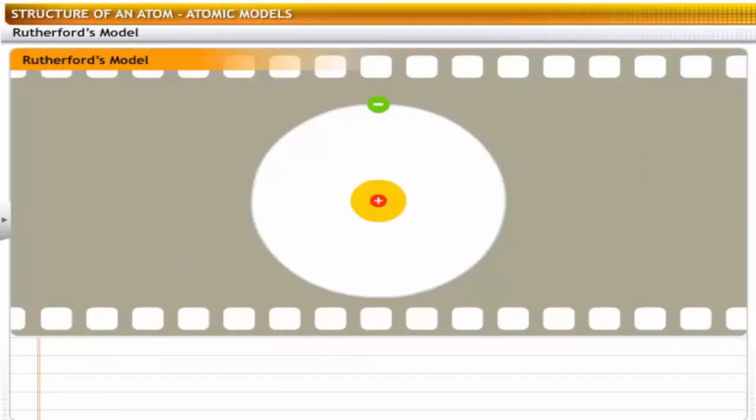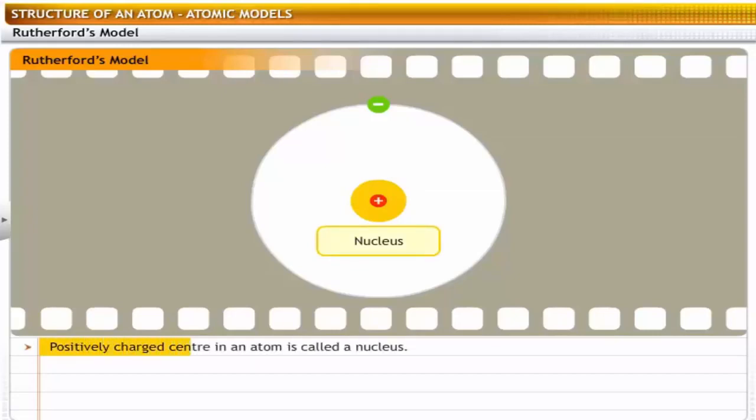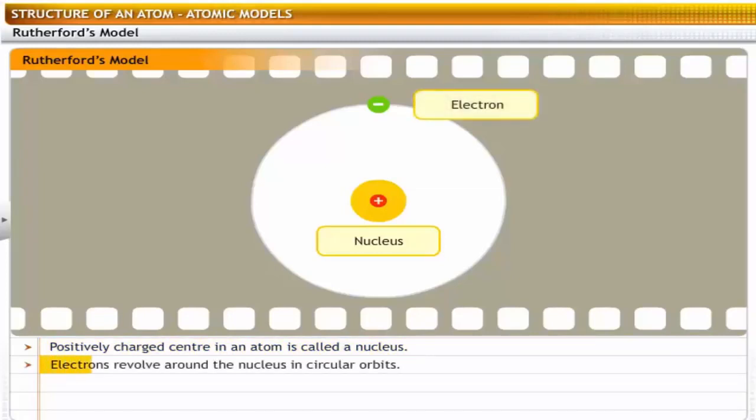Based on his observations, Rutherford proposed the nuclear model of an atom. The positive charge is concentrated in the center of the atom, which is called the nucleus. The electrons revolve around the nucleus in circular paths called orbits. The nucleus is much smaller in size than the atom.